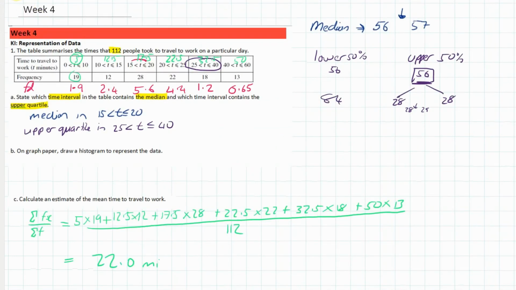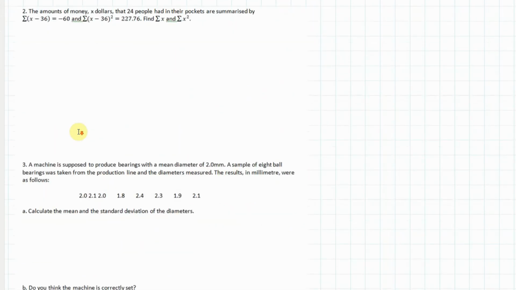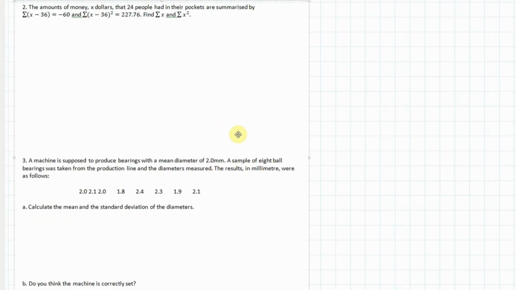Okay. Now this next one is one of those nasty coding type questions. So let's have a quick look at this. So we've got amount of money, X dollars, that 24 people had in their pockets are summarized by this fact. So this, we know the sum of X minus 36 is equal to minus 60. And we know sum of X minus 36 squared is equal to 227.76. And we've got to find sum of X squared.